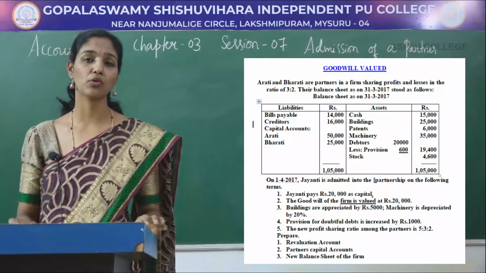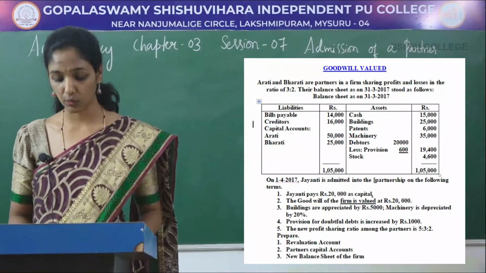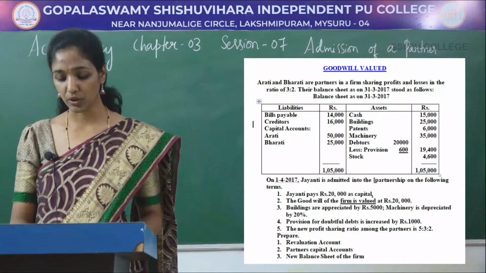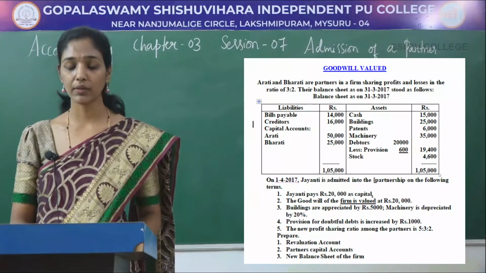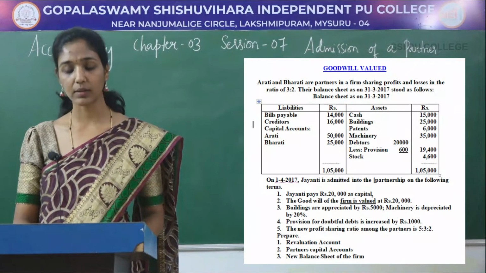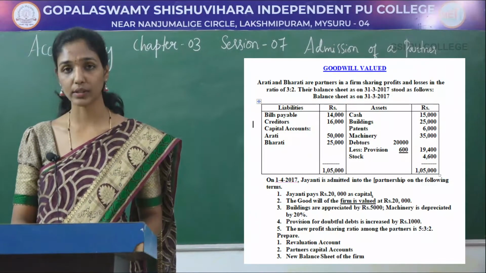So the actual amount of debtors is 19,400, stock 4,600. So the total amount of balance sheet is 1,05,000. And they have given adjustments also. On 1/4/2017, Jayanti is admitted into the partnership on the following terms.